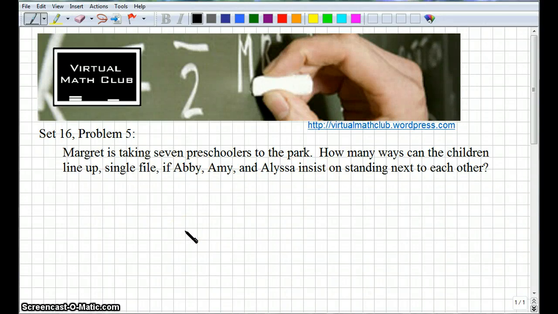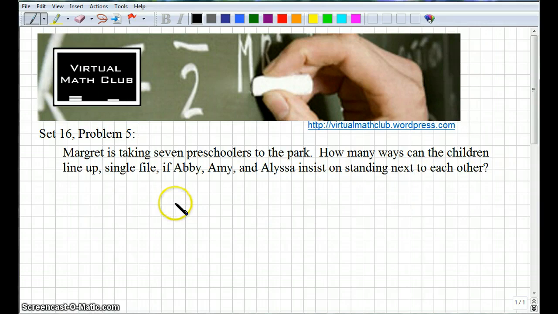All right, problem number 5. Margaret is taking 7 preschoolers to the park. How many ways can the children line up single file if Abby, Amy, and Alyssa insist on standing next to each other? All right, so we have 7 kids.